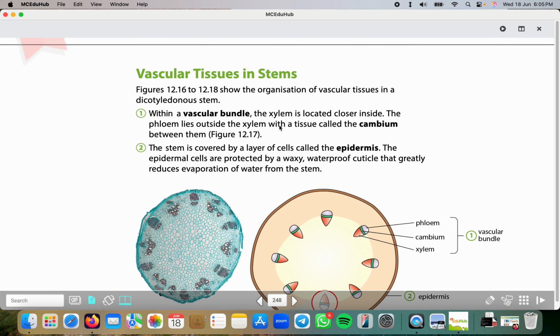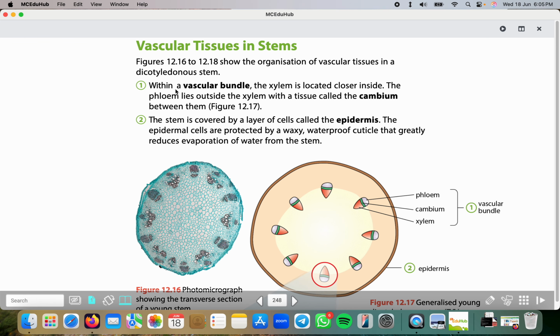Okay, let's take a look at the vascular tissue in the stems. Remember, the way the vascular tissues are organized in the stem, the roots and the leaves is all very different. In the stem, within a vascular bundle, the xylem is located closer inside, and the phloem is located more towards the outside. There's a thin layer called the cambium in between them, but don't worry about that. It's just a layer of cells that separates the xylem and the phloem.